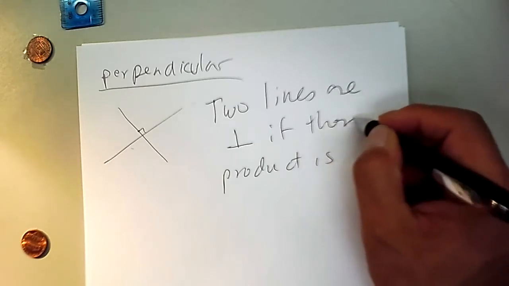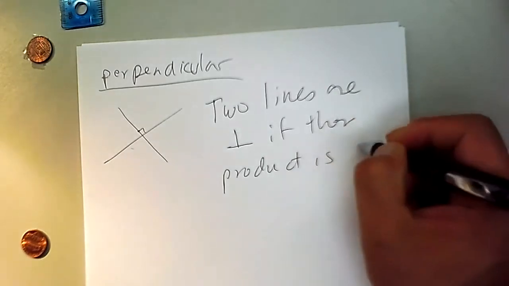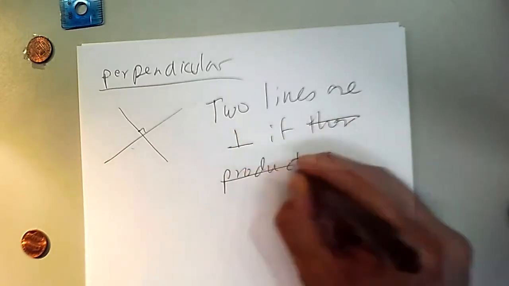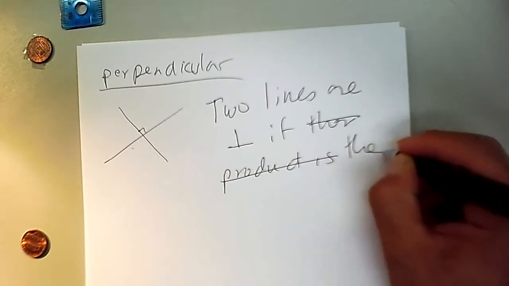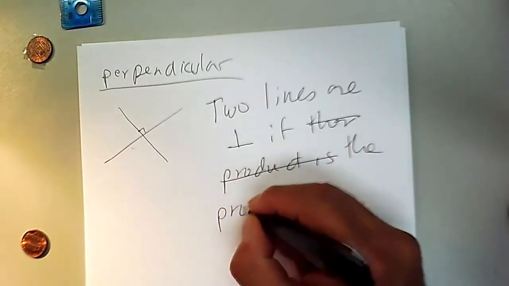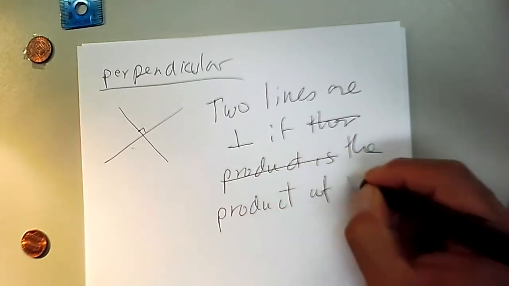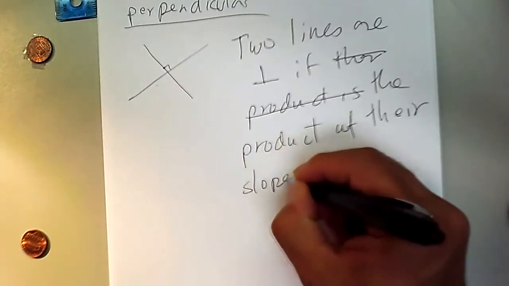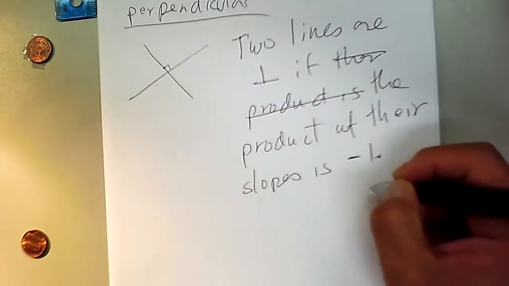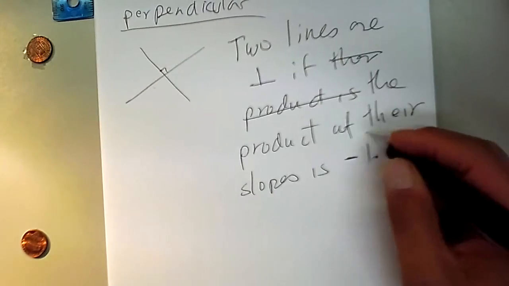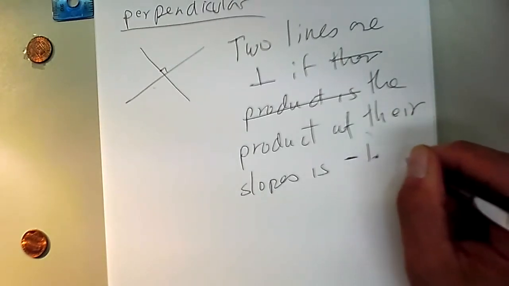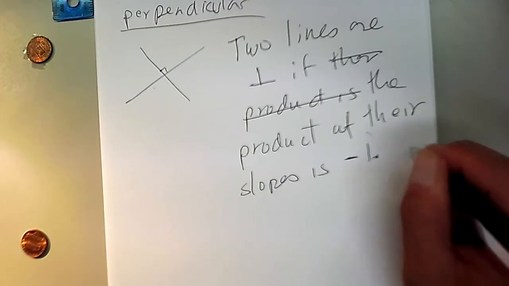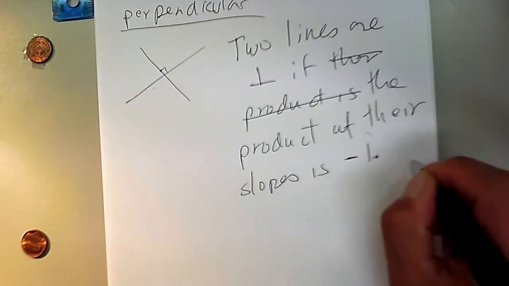Yeah, that didn't make sense, because what do I mean by multiplying a line with another line? Two lines are perpendicular if the product of their slopes is -1. So we are making the statement of whether two lines are perpendicular or parallel based on their slopes.